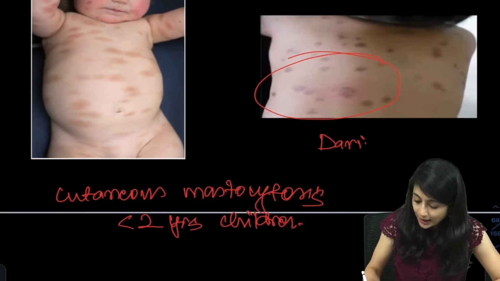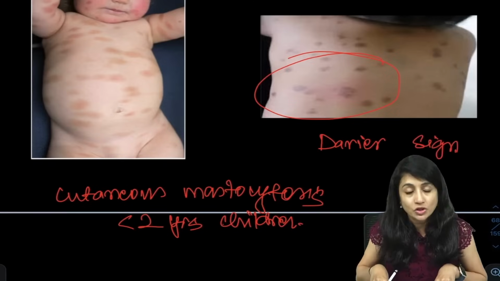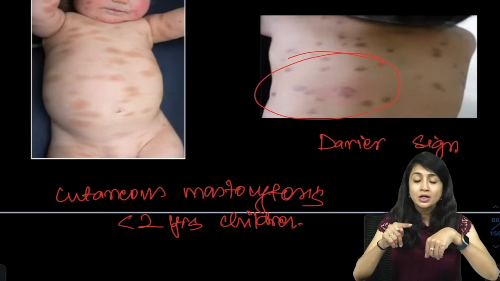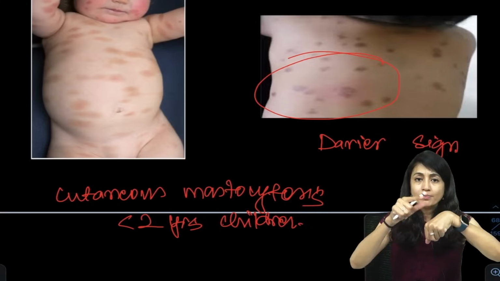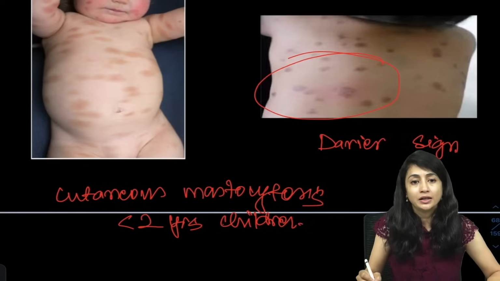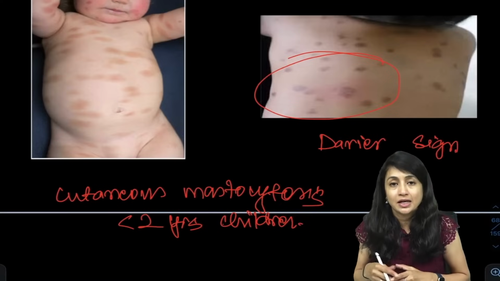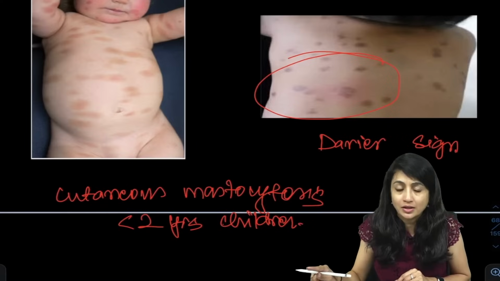This is Darier's sign. So what is Darier's sign? Since this is cutaneous mastocytosis, if I stroke the lesion with the blunt end of my pen or a key, I see an urticarial lesion developing around the lesion. This is called Darier's sign. Darier's sign is not seen in Darier's disease.